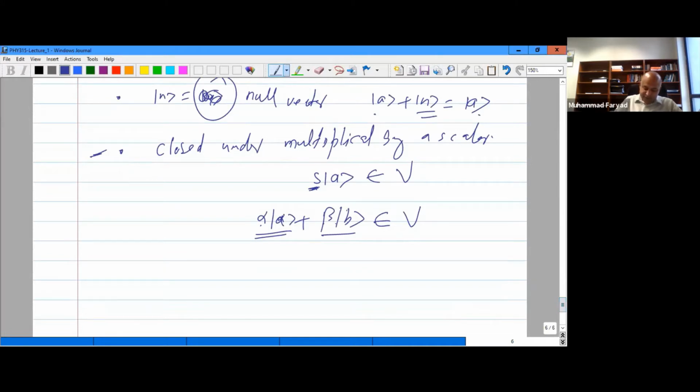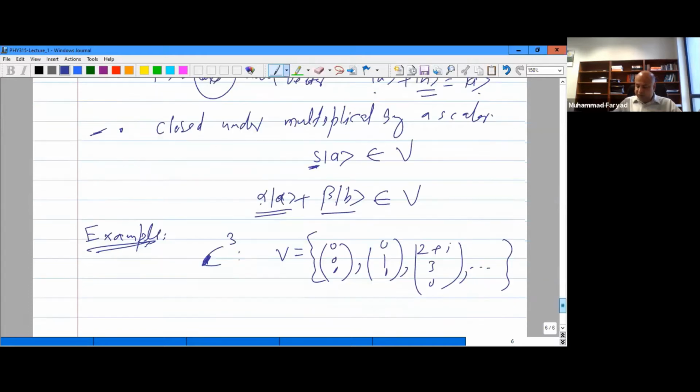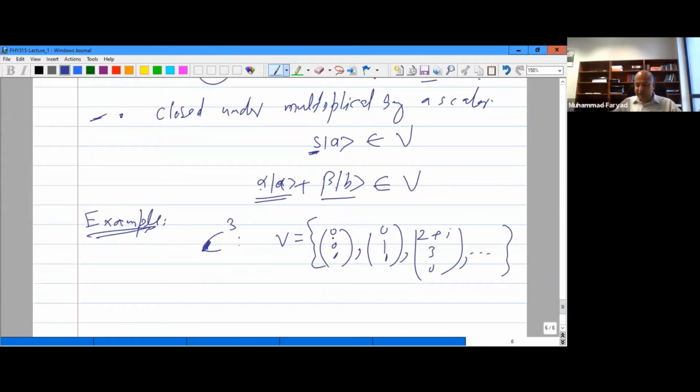Let me take an example. Let's say I take the example of a complex vector space, C cubed. For example, I can have a set that contains elements like these: 0, 0, 0, which is a column vector; 0, 1, 0; 2 plus iota, 3, 0; and so on. You can think of any column vector with complex entries with 3 elements as part of this set V. For example, even 2.1, -1, 0 is also here, and so on.